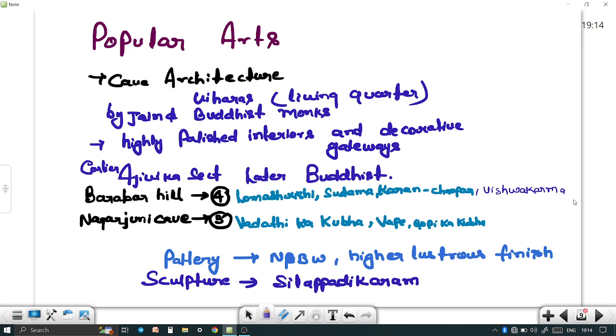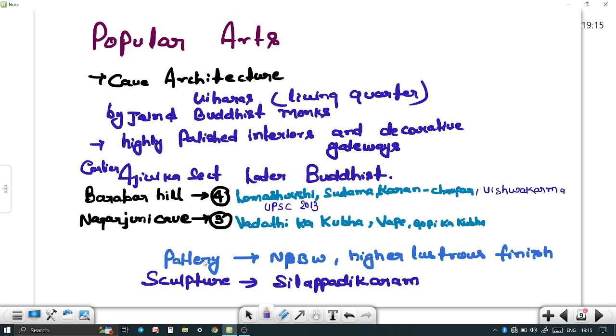Okay, now the Lomas Rishi cave has been the question of prelims 2013. This was basically donated by Asoka to the Ajivika sect.